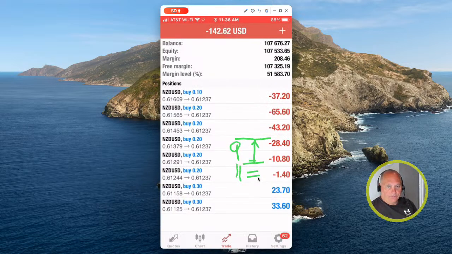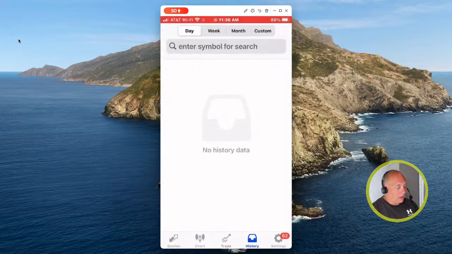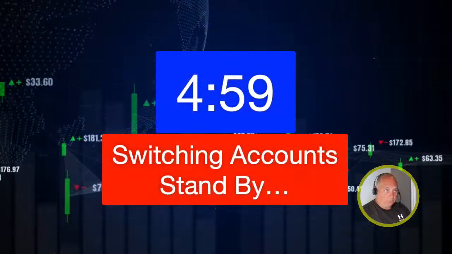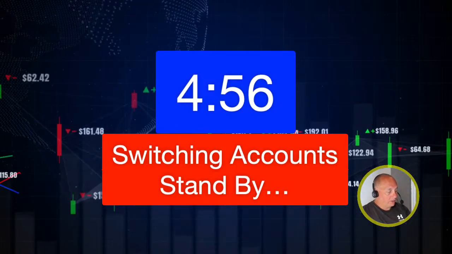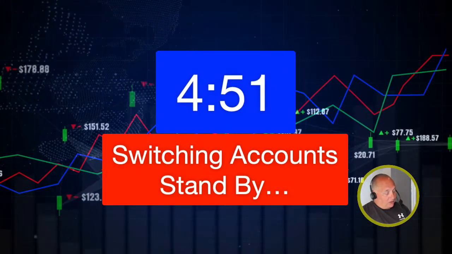Mark my words. NZD USD is acting like it wants to push a little bit, and that's what the market does. Very indicative of what the market's been doing in the last 90 days. So history-wise, nothing closed overnight. For the week, still at $922.47, and for a month worth of trading the free signal, $7,676.27. I'm impressed.